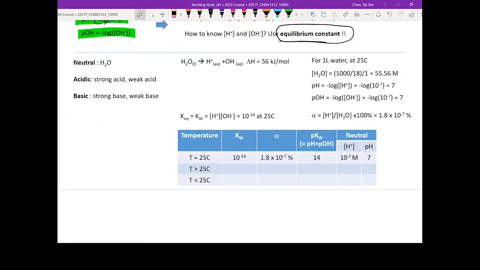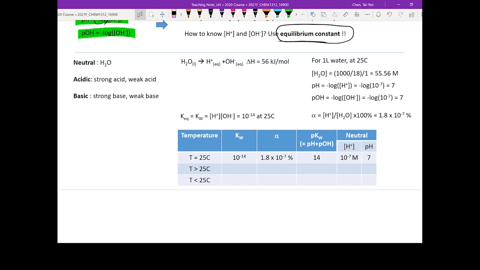We are going to use water as an example to calculate the pH. So what's the pH of water? 7, at what temperature? Yes, 25 degrees C. Every time we say the pH of water is 7, that is only true when your temperature is at 25 degrees C. Otherwise, your pH of water will vary.